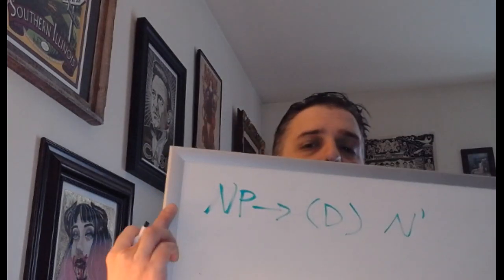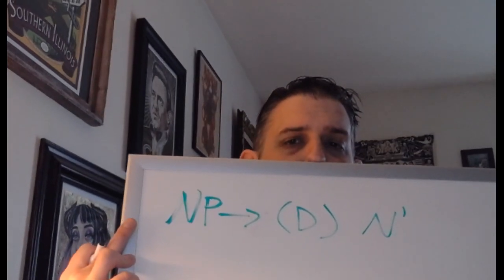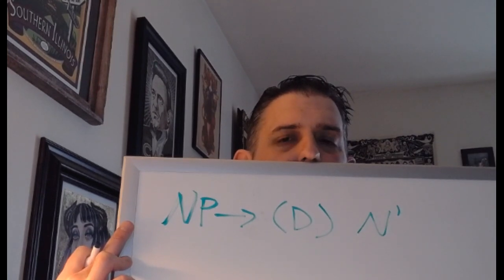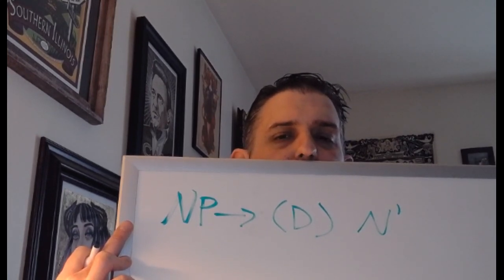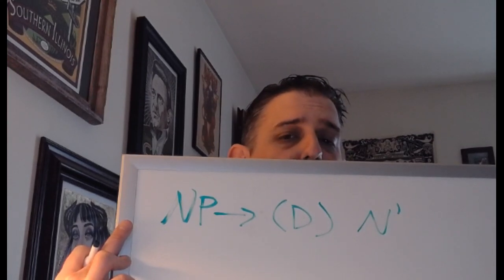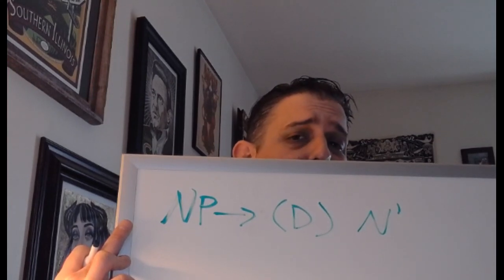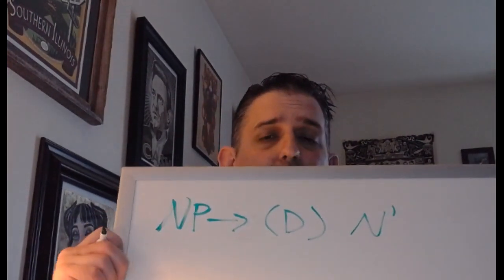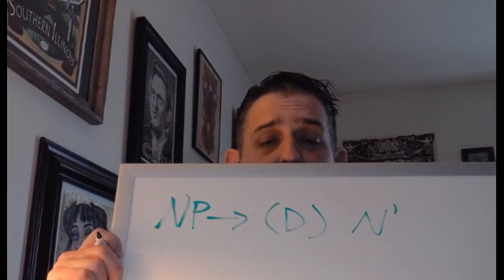So the problem with this is that it doesn't follow the logical consistency of the X-bar rules as written previously. The main problem is with this right here, this D, because that's just a lexical head, it's not a phrase. So there's a couple solutions we could propose for this.